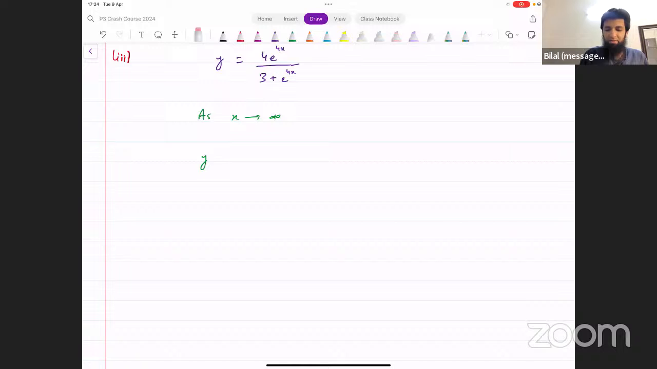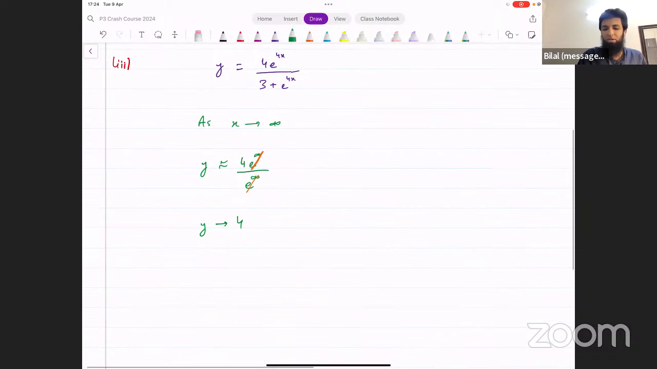you can say y is approximately equal to 4e raised to the power infinity divided by e raised to the power infinity. This 3 does not make much difference anymore, right? Adding 3 to a very large value does not change the number much. e raised to the power infinity and e raised to the power infinity get cancelled, and you're left with y equal to 4. So y approaches 4 in this case.